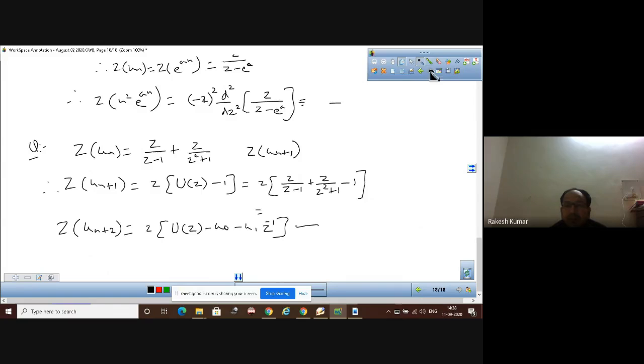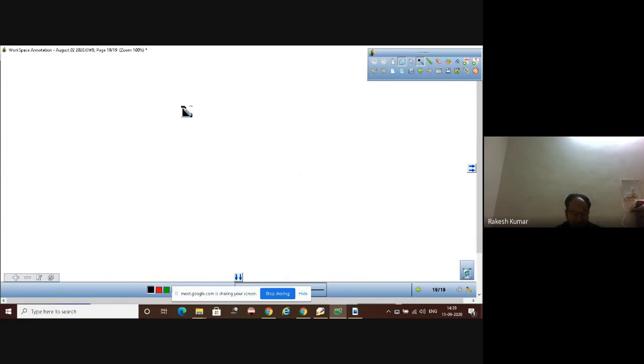So let us move further. We have a very important result, or even very important theorems, that is the initial value theorem and the final value theorem. These are very important theorems in the topic of Z transformation. So, the initial value theorem, and the next will be the final value theorem.